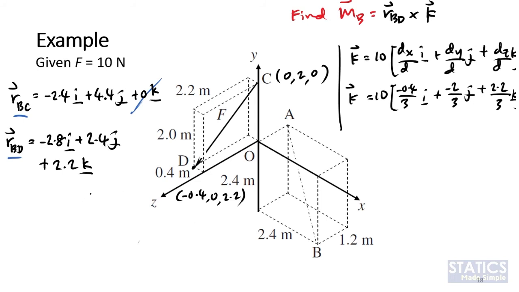Done. Now we want to calculate MB. Let's say we start our calculation somewhere here. MB is the cross product between RBD, which is minus 2.8 I plus 2.4 J plus 2.2 K, and F.